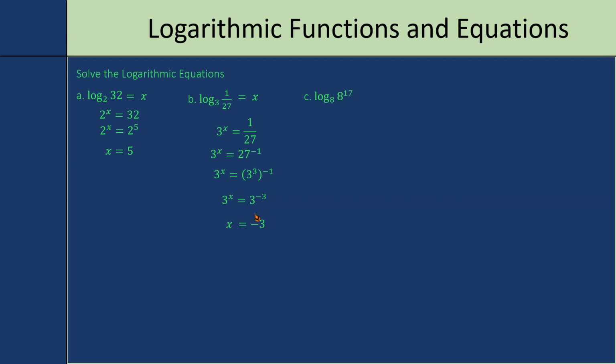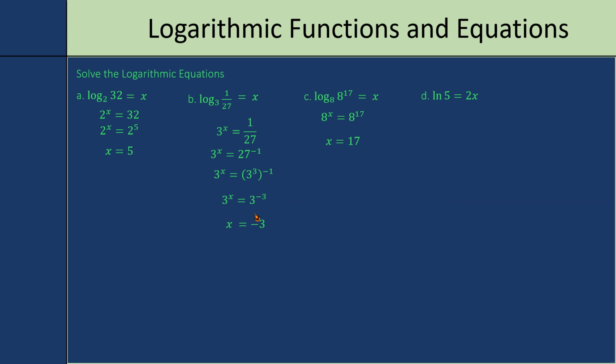Another one here, log base 8 of 8 to the 17th. Again, no x. We should be able to solve this without changing it if we had a calculator. But we don't have a calculator. That's why we're changing it. Just make sure you understand that. So here, 8 to the x is equal to 8 to the 17th. Oh, well, x is equal to 17. That was easy, right?